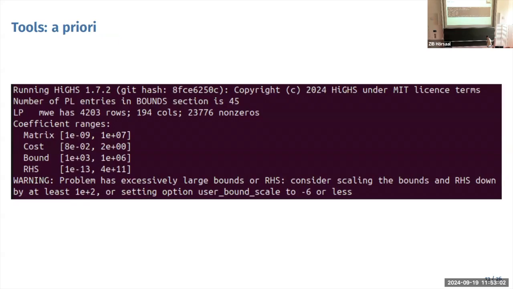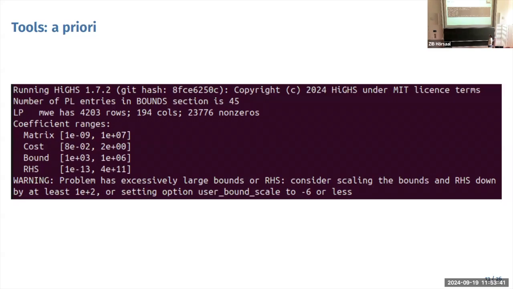You've heard the talk of Julian on Tuesday. So when you input a not well scaled, an ill-scaled problem, HiGHS may warn you. It tells you the coefficient ranges, and here you already see, well, that doesn't look good, right? The smallest matrix coefficient is 10 to the -9, the largest one 10 to the +7. Also the bounds, it says, are excessively large. So consider scaling the bounds and right-hand side down, or setting some other options.